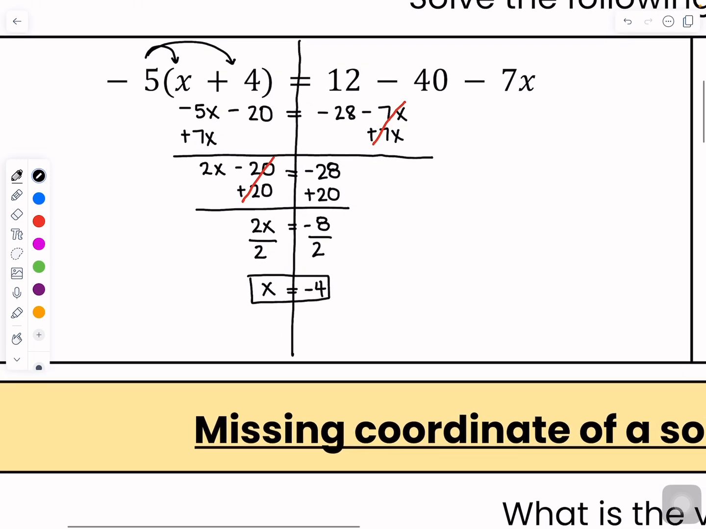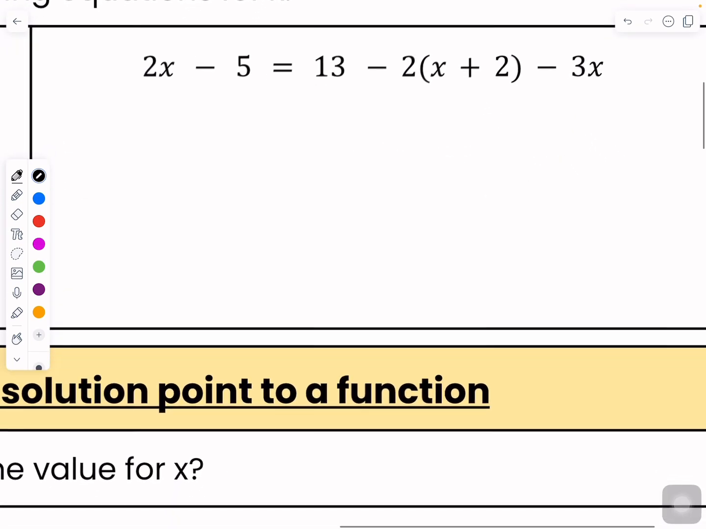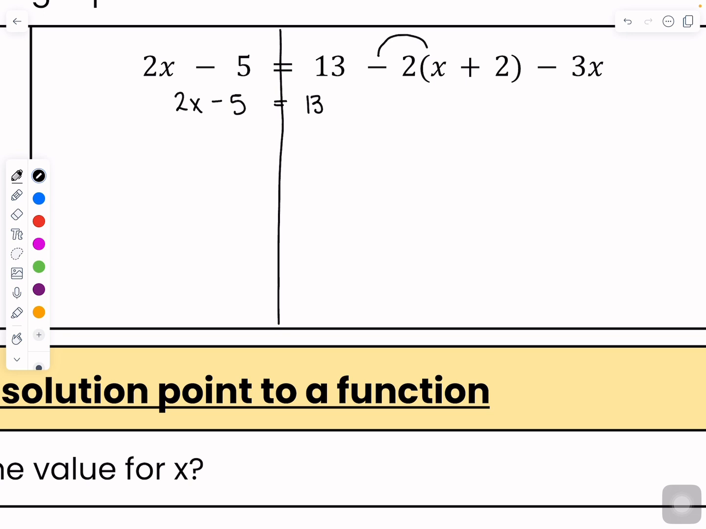Let's take a moment to look at example 2. 2x minus 5 equals 13 minus 2 times (x plus 2) minus 3x. Let's make sure to distribute the negative 2 on the right-hand side of the equation. Negative 2 times x is negative 2x, and negative 2 times 2 is negative 4.